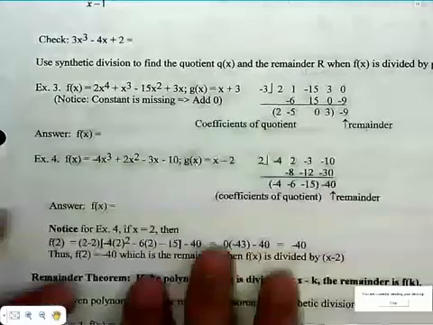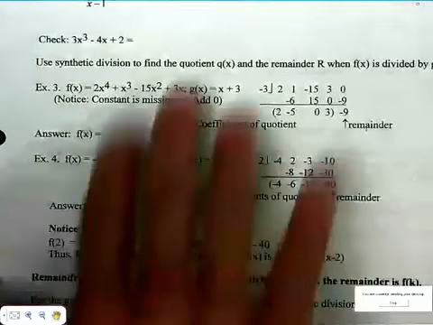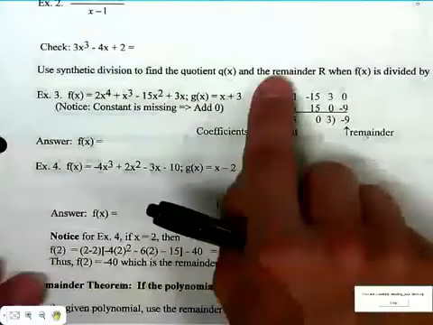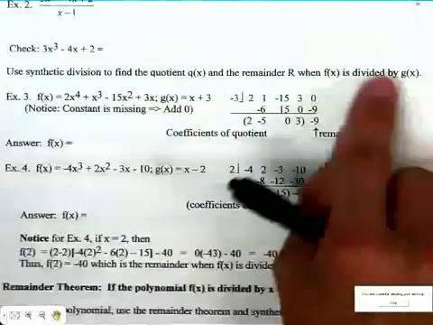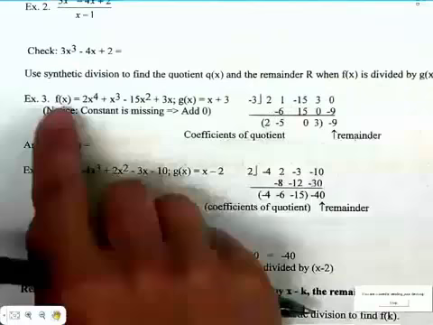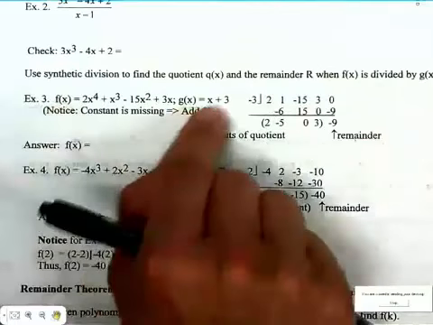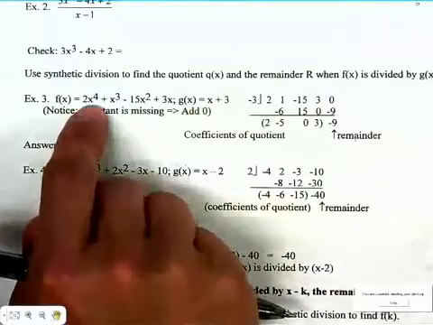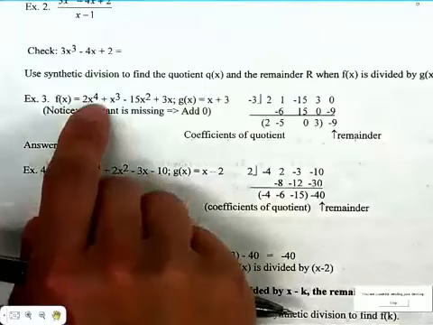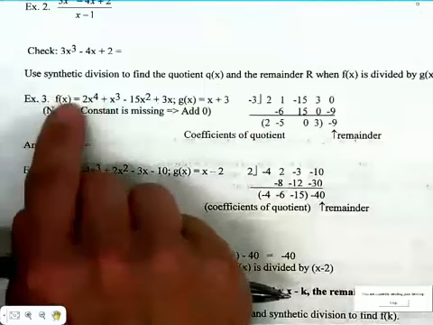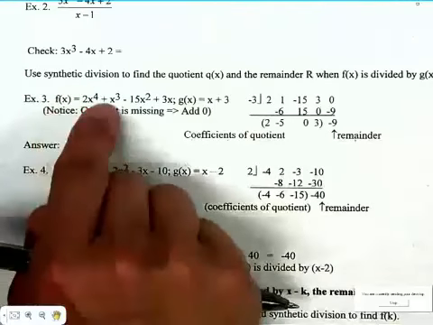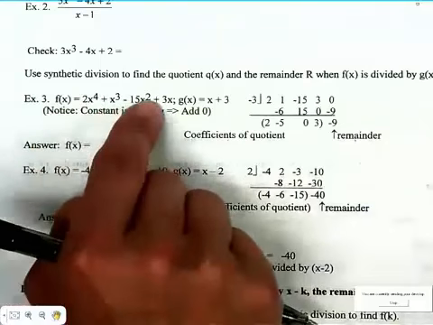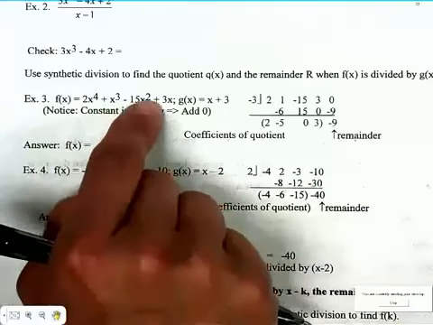The next 2 examples say use synthetic division to find the quotient and the remainder when f of x is divided by g of x. We're given 2 functions, f of x and g of x. We want to divide the g of x into f of x and give the quotient and the remainder. Now remember, you look for any missing terms, and this is a 4th degree polynomial. I have my 4th degree, 3rd degree, 2nd degree, 1st degree term, but I'm missing a constant. You have to treat a constant just like any other missing term.